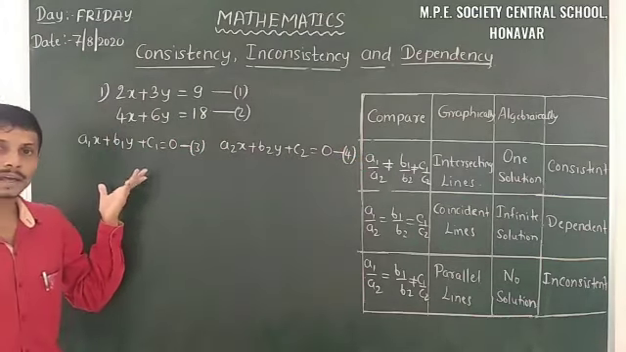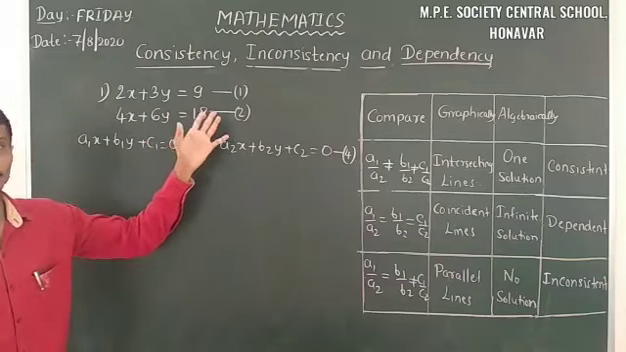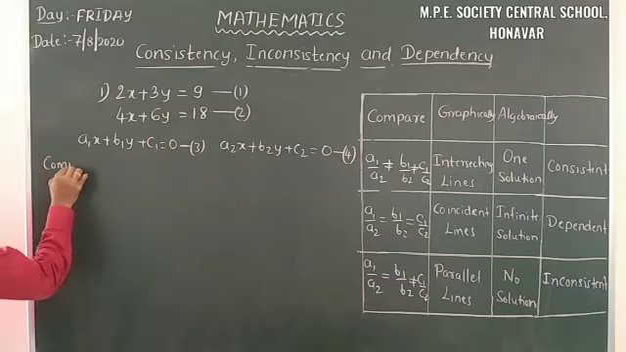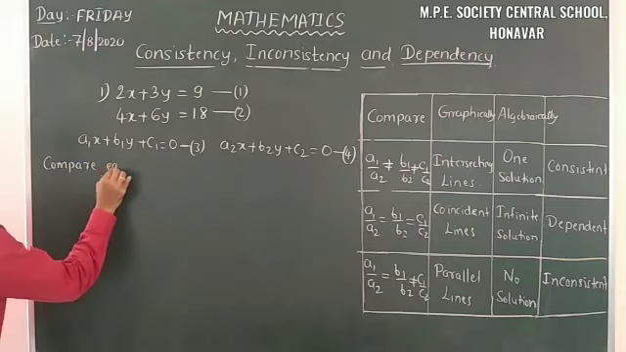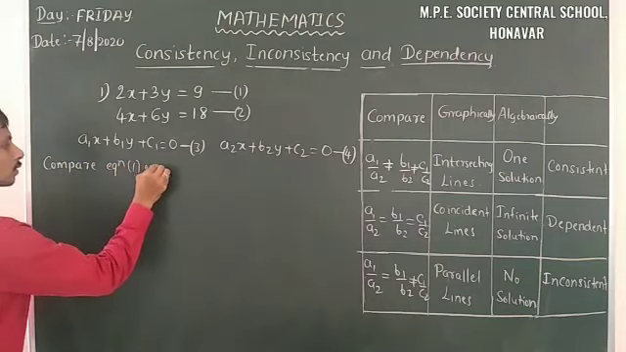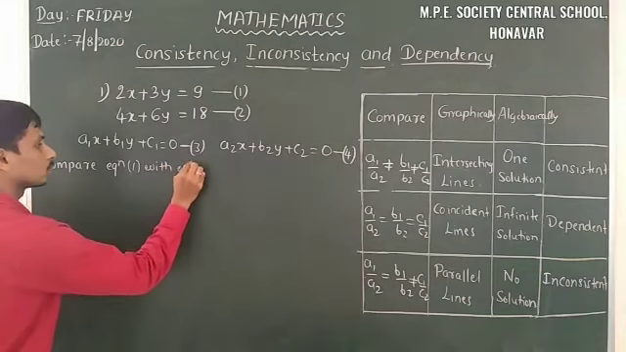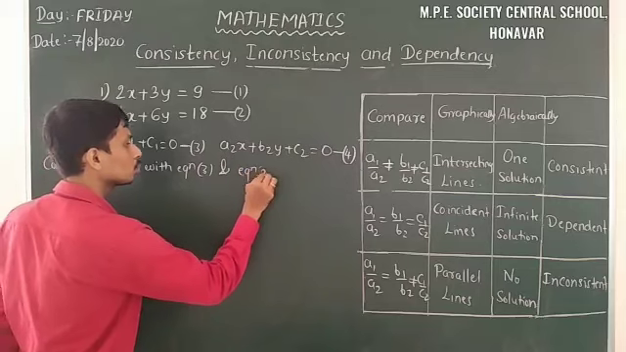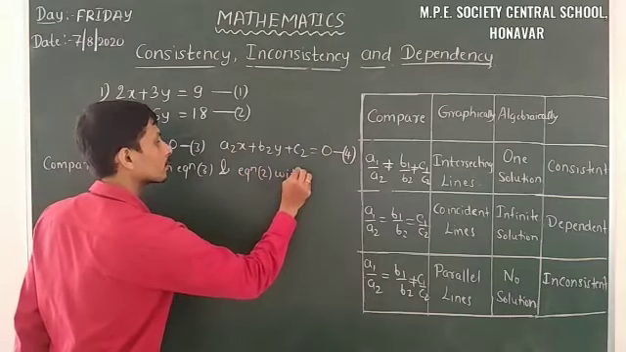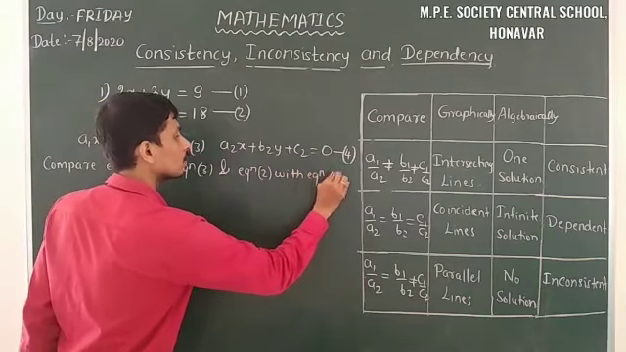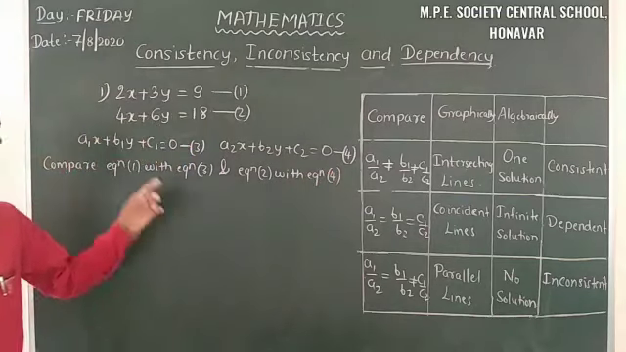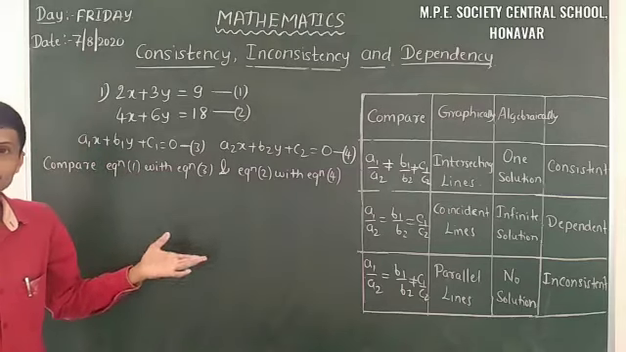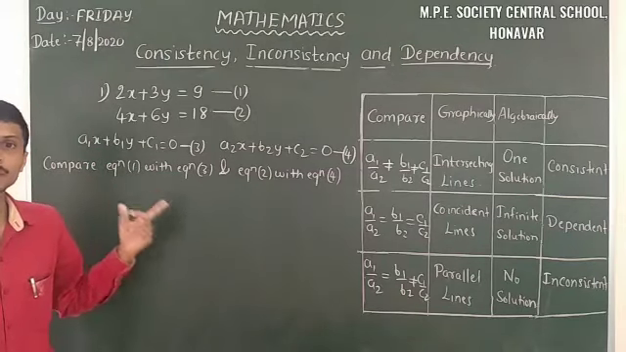So let us compare equation 1 with equation 3 and equation 2 with equation 4. So firstly we have to compare equation 1 with equation 3. Here we have to write the values of a1, b1, c1 and a2, b2, c2.